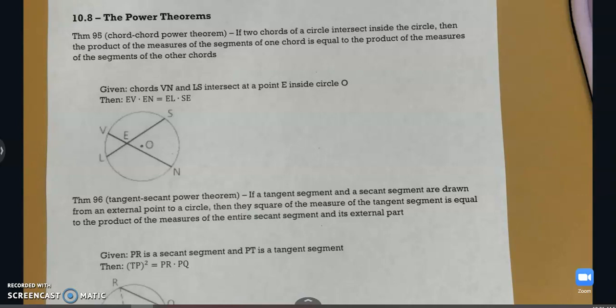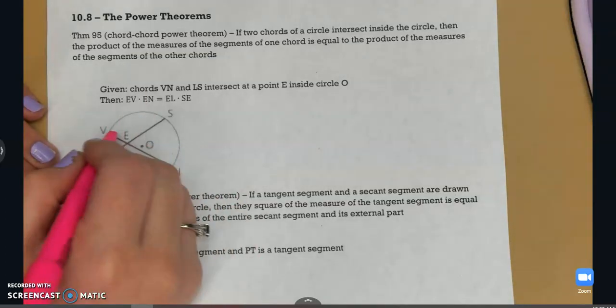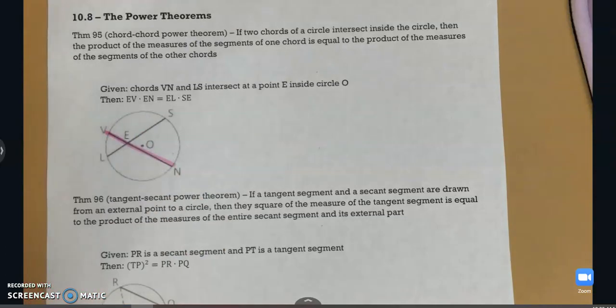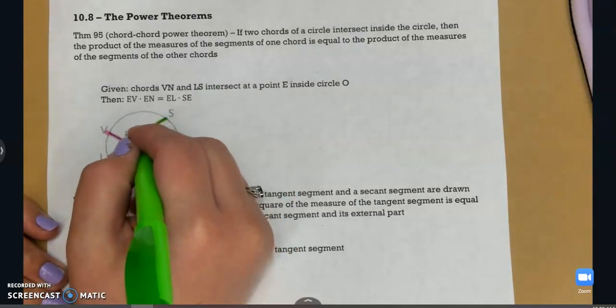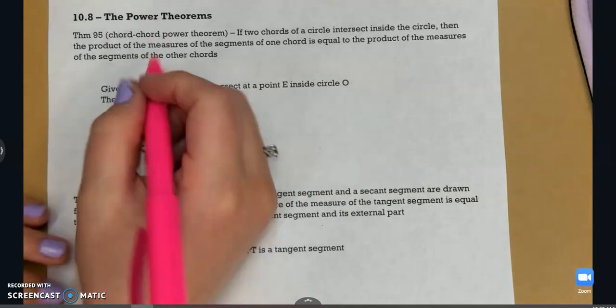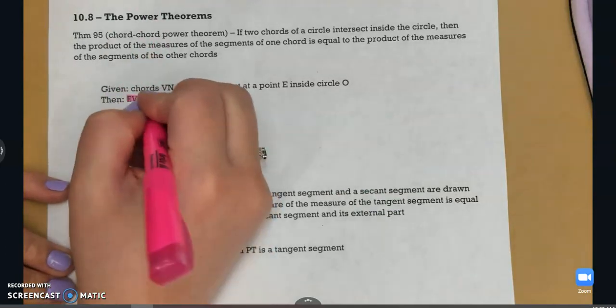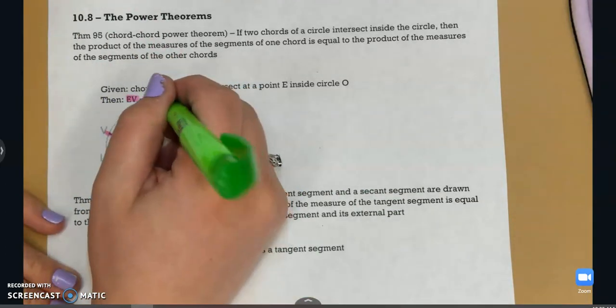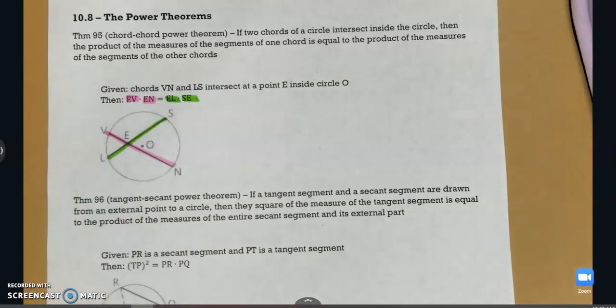And that is that if we have two chords intersecting inside the circle, then they do so proportionally. So we can take their products, meaning their multiplications of each chord, and they will be equivalent to each other. So if one chord is pink and the other is green, then pink times pink is equal to green times green when I have two intersecting chords. That's our first power theorem.